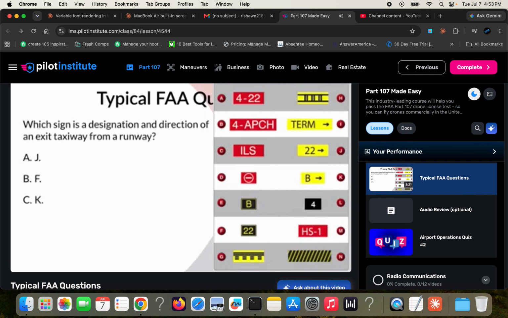Which of these signs is a designation and direction of an exit taxiway from a runway? An exit taxiway from a runway. We can look at either J, F, or K. So J is runway 22 going in this direction, okay? F is you are located on runway 22, and then K is taxiway Bravo is on the right. So which sign is a designation and direction of an exit taxiway from a runway? That's going to be our K, which is telling us, hey, taxiway Bravo is in this direction.